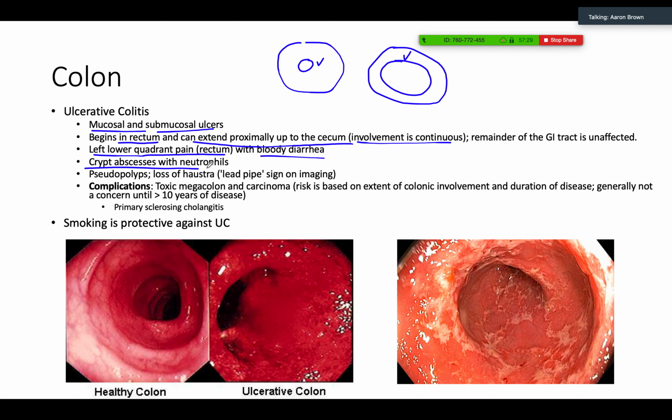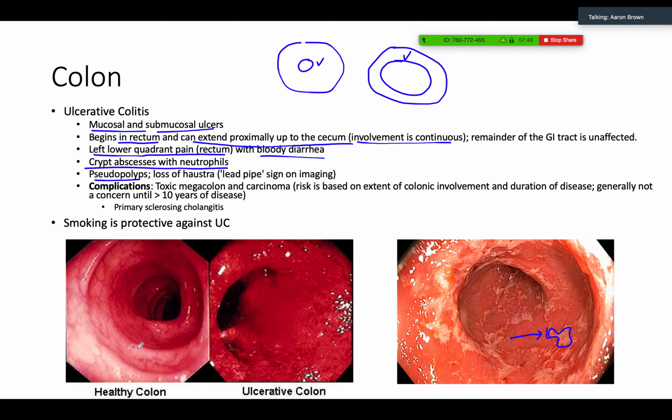We see crypt abscesses with neutrophils. Pseudopolyps can be seen. As you're looking at these areas, you can see that there's some areas where there's a little bit of normal mucosa left. This is what we call the pseudopolyp. It's not truly a polyp. It's actually just an area where there's normal stomach lining still.